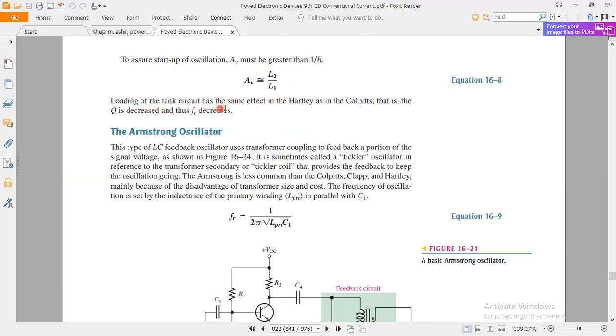Loading of the tank circuit. Tank means the L and C configuration in series or in parallel, which we call a tank circuit, and it has the same effect in Hartley as in Colpitts. That is, the Q, the quality factor of the amplification, is decreased, and thus the resonance frequency is also decreased. In the next session, we will discuss the Armstrong oscillator configuration, which is made by L and C, and hopefully the concept is tricky and complex, which we can discuss in tomorrow's lecture.